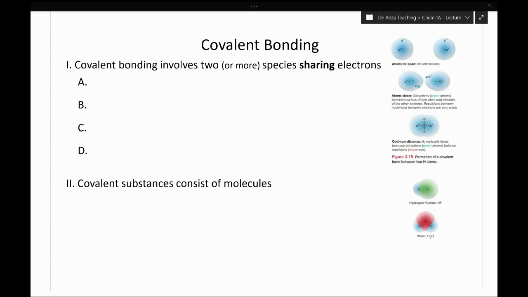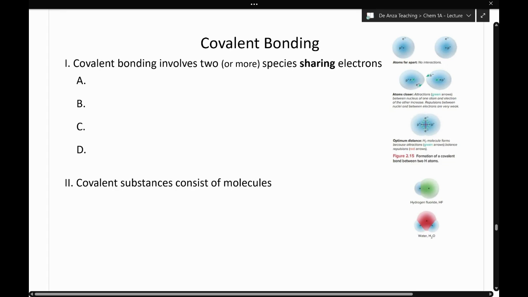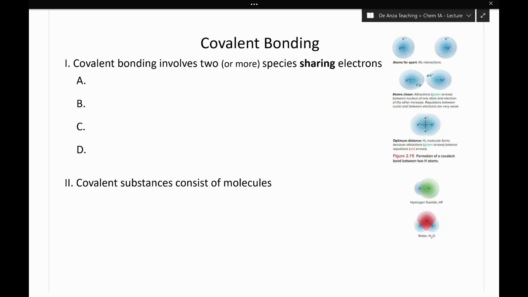Okay, class, now we have an opportunity to talk about that other type of bonding known as covalent bonding. You might recall from the first video that covalent bonding involves two or more species, likely nonmetals, and they end up sharing electrons. This is different from our ionic bonds, which transferred electrons.